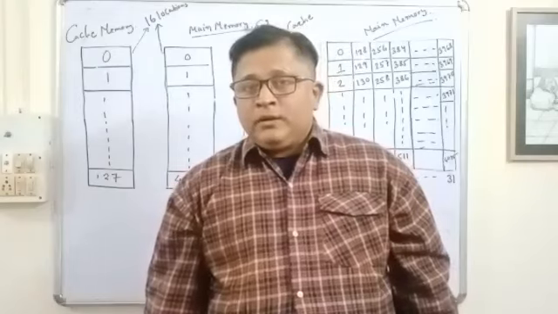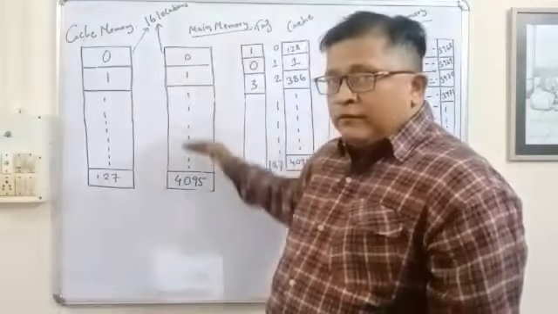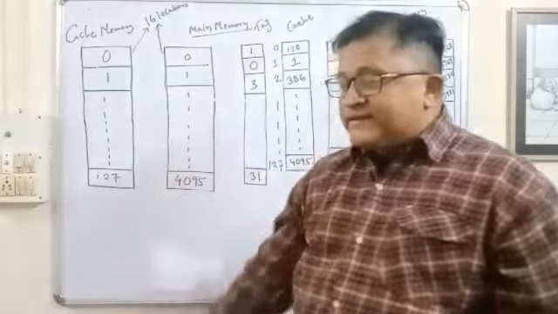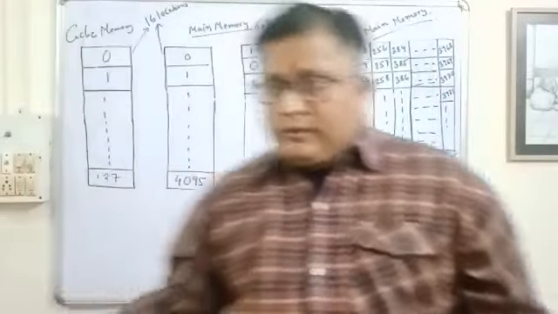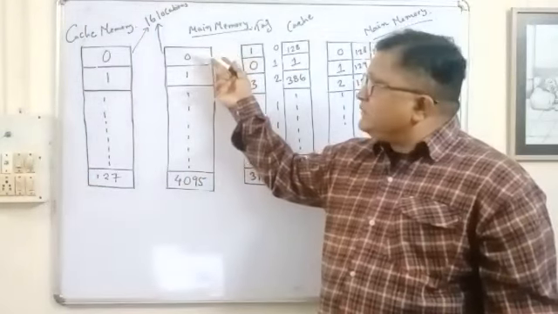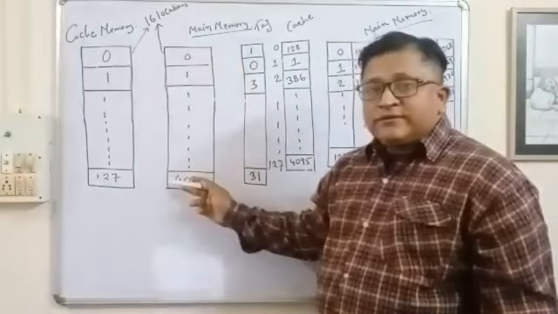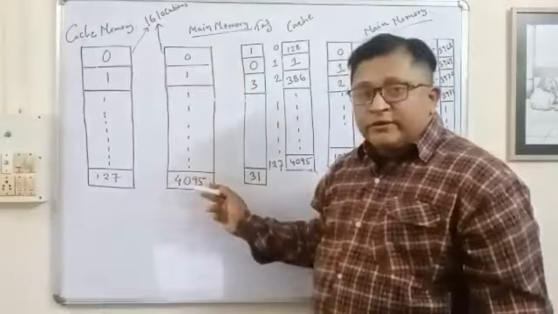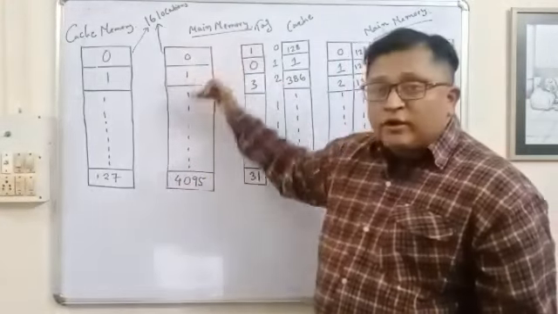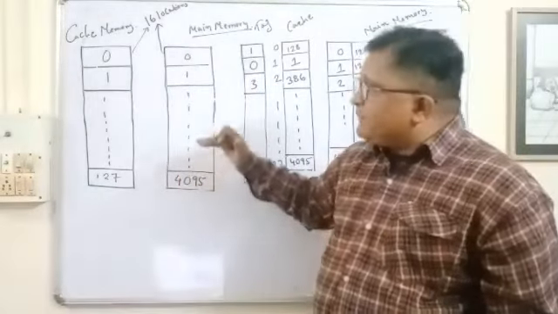Now, for example, our main memory is divided into 4096 segments or parts. The counting starts from 0. If the first part starts with 0, the last part will be 4095. So the total count will be 4096. Each part is called a page. So there are 4096 pages by which a main memory is divided.